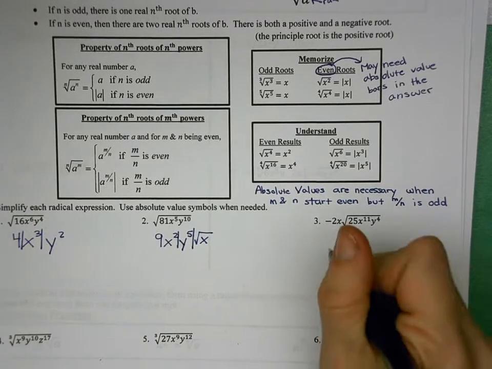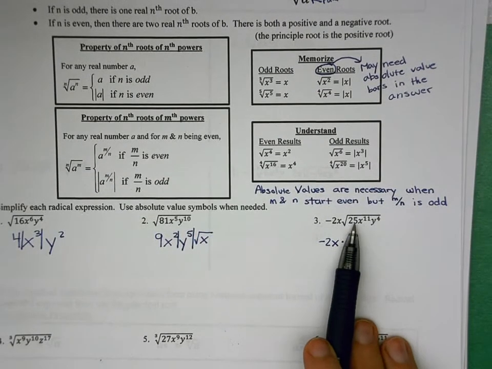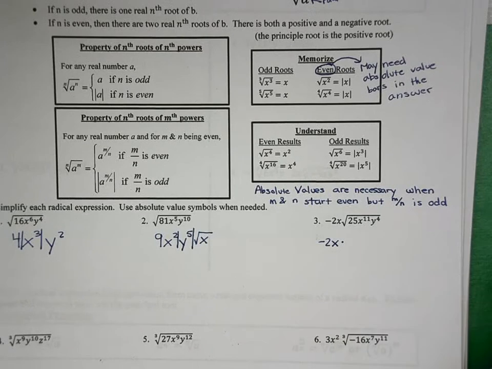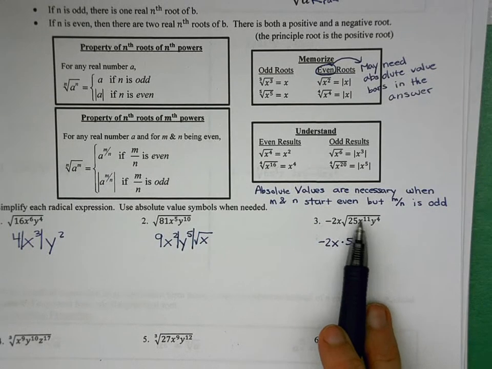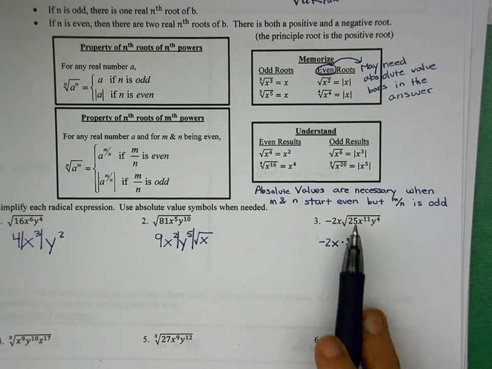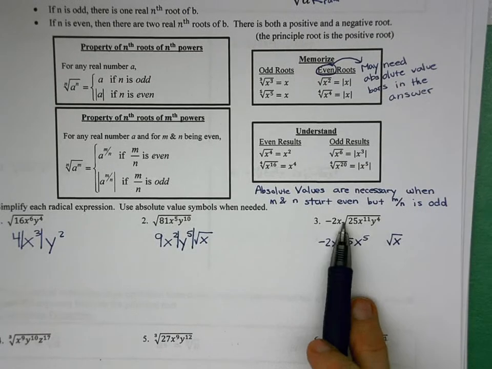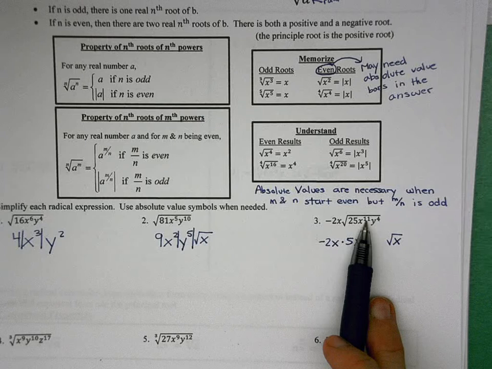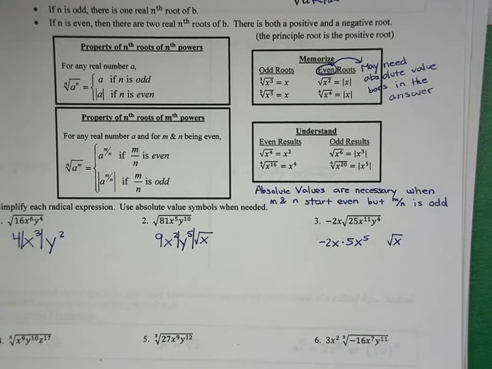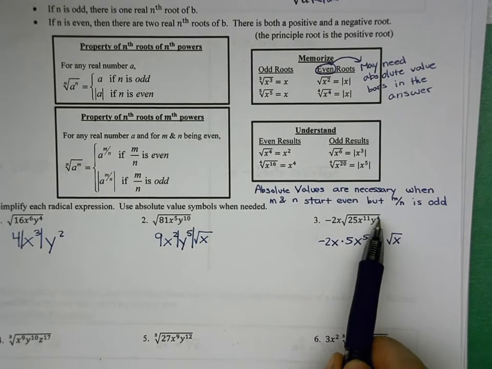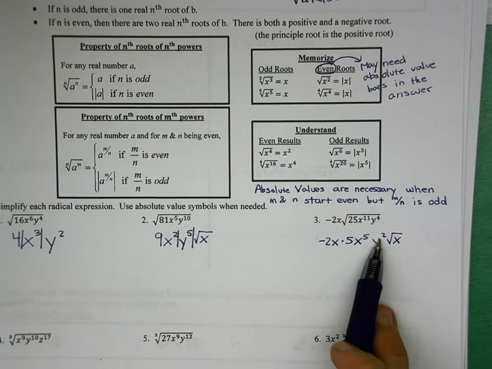Number 3, we have our negative 2x here, which is going to hang out. The square root of 25, thinking of a perfect square that goes into 25, that would be 5. So we have our 5 here. Moving on to our x's. 11 divided by 2, which is my index here, would be 5 with a leftover x. Because 2 goes into 11 5 times with 1 leftover. We have an odd power, so we don't need to worry about absolute values. Again, it's only even that ends up odd. Y next, y to the 4th, so we have 4 divided by 2, which is 2. We have even, but it ended up even, and so we're good to go.